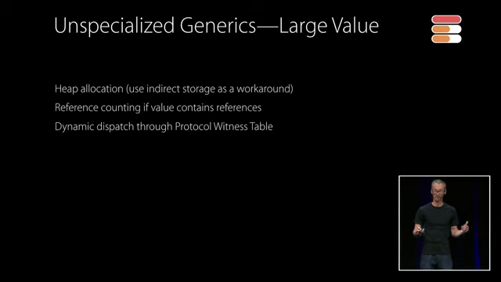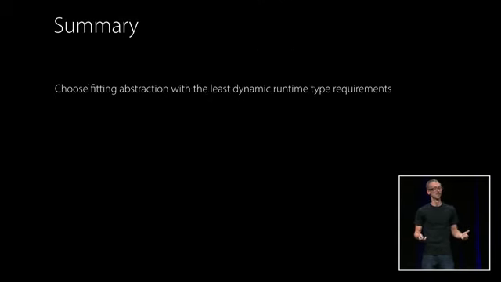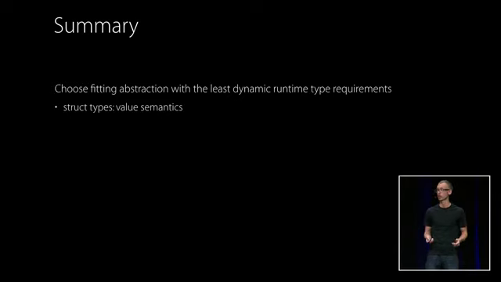All right, so let's come to the takeaway finally. Choose a fitting abstraction for the entities in your application with the least dynamic runtime type requirements. This will enable static type checking. The compiler can make sure that your program is correct at compile time. And in addition, the compiler has more information to optimize your code, so you'll get faster code. So if you can express the entities in your program using value types such as structs and enums, you'll get value semantics, which is great, no unintended sharing of state, and you'll get highly optimizable code.